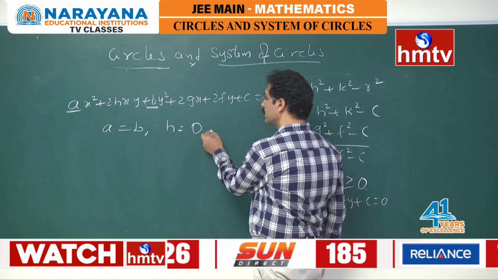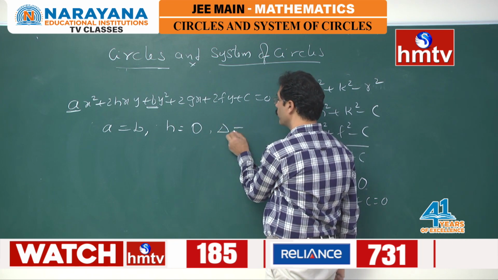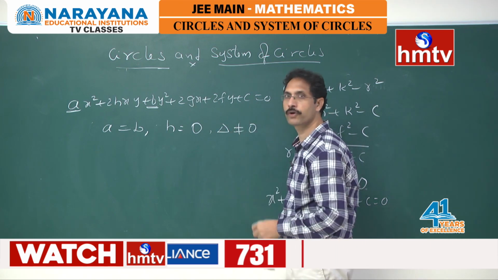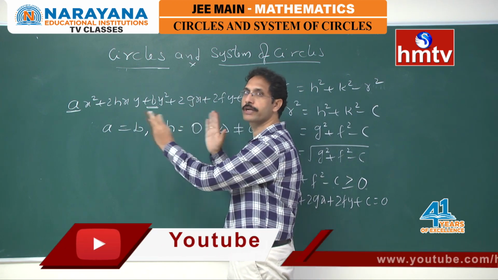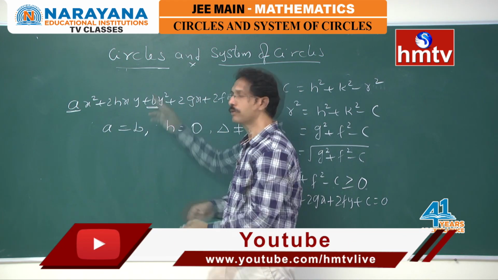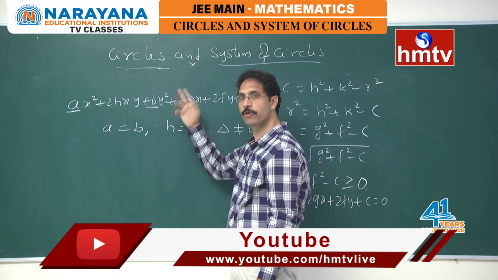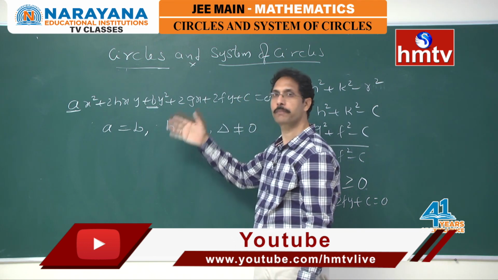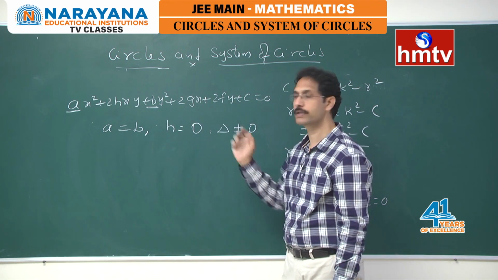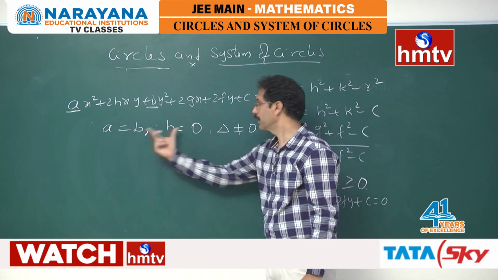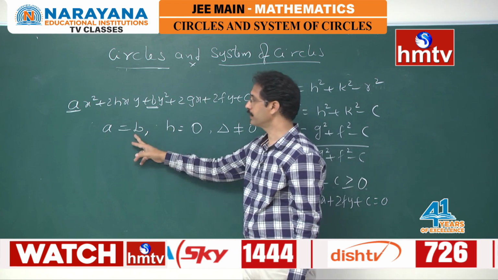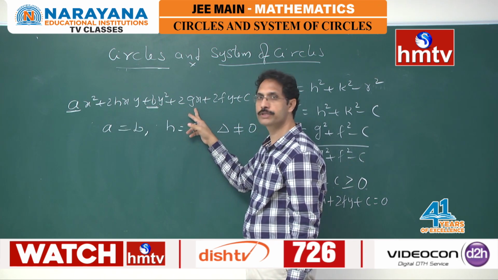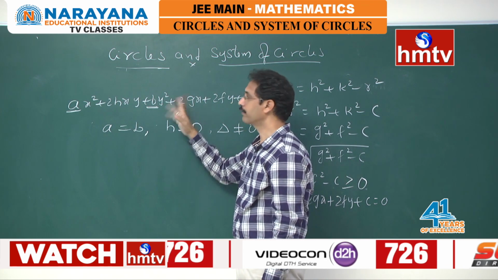Okay. The third condition is delta not equal to 0. Why? I think you know, for delta = 0, this will be reduced into two straight lines, a pair of straight lines. So, if delta is not equal to 0, then only it represents a circle, parabola, ellipse or hyperbola. That is why, in addition to these two, we have to write delta not equal to 0. This is the condition for this second degree non-homogeneous equation to represent a circle.